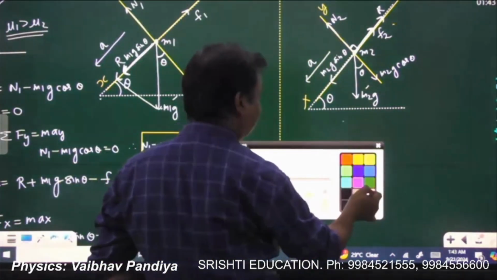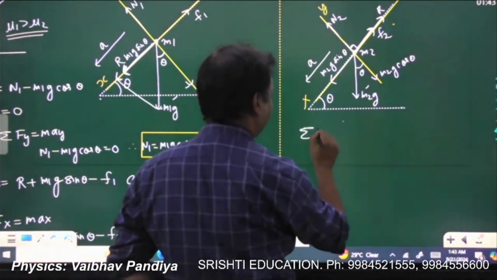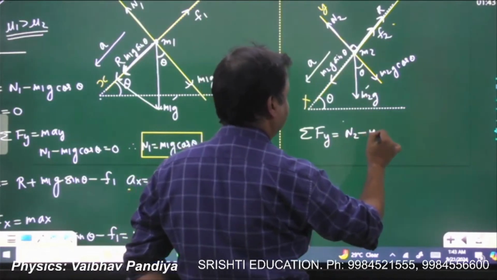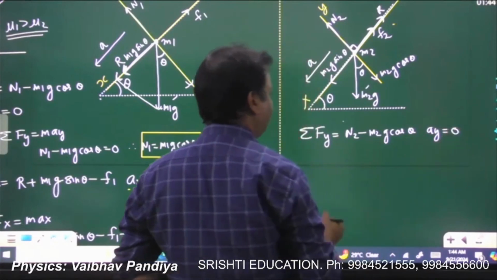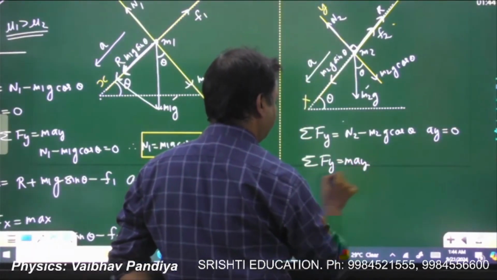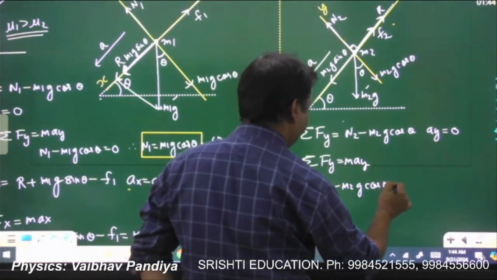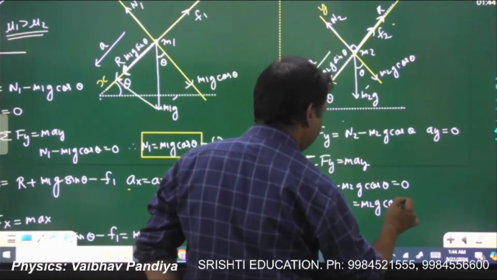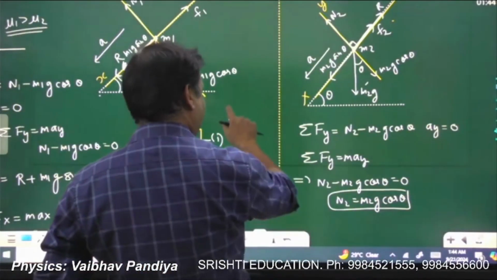So again the net force on the y-axis will be 0. Directly you can say that N2 will be equal to M2g cos theta, but I'm going again for the systematic approach. Sigma Fy is N2 minus M2g cos theta, and Ay is 0, no motion perpendicular to the inclined surface. So Fy is M Ay. So I'll get N2 minus M2g cos theta will be 0. So N2 will be equal to what? M2g cos theta. So this is the value of N2.